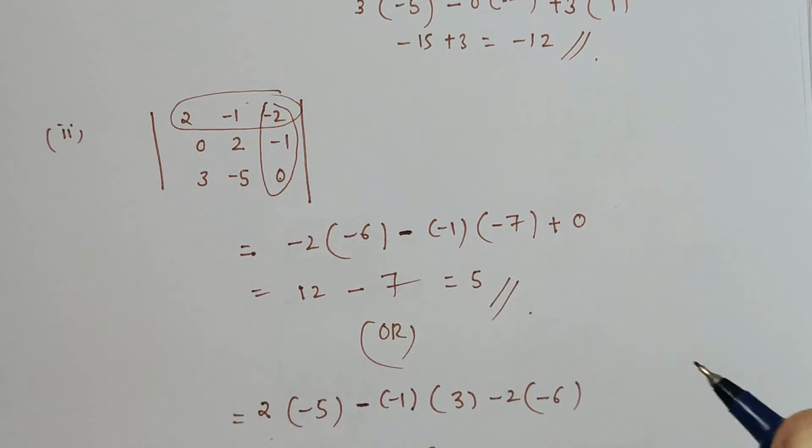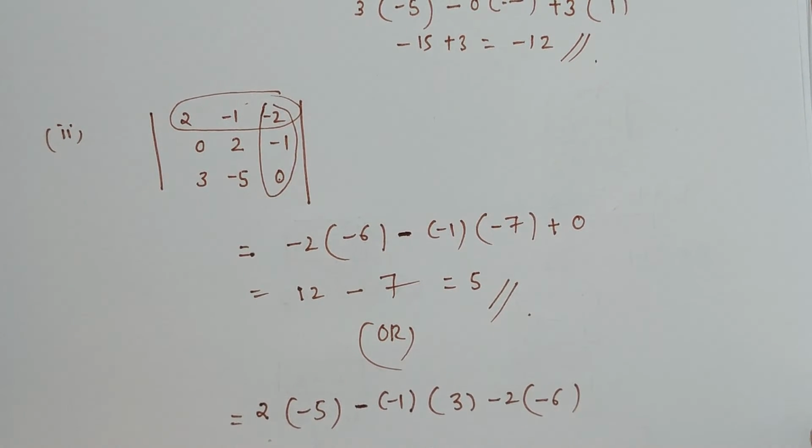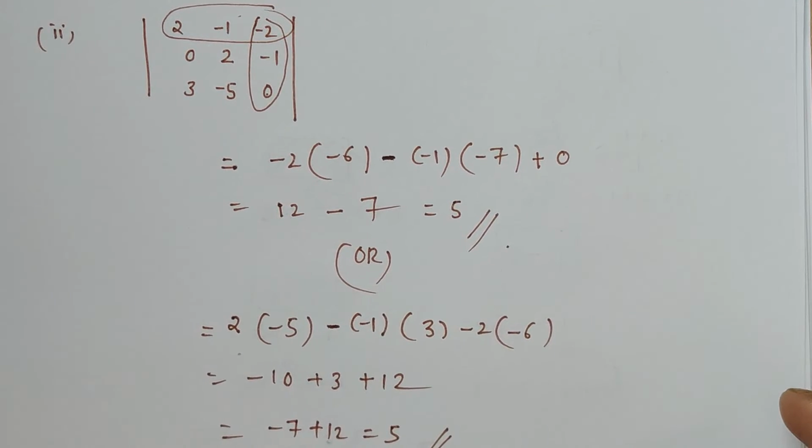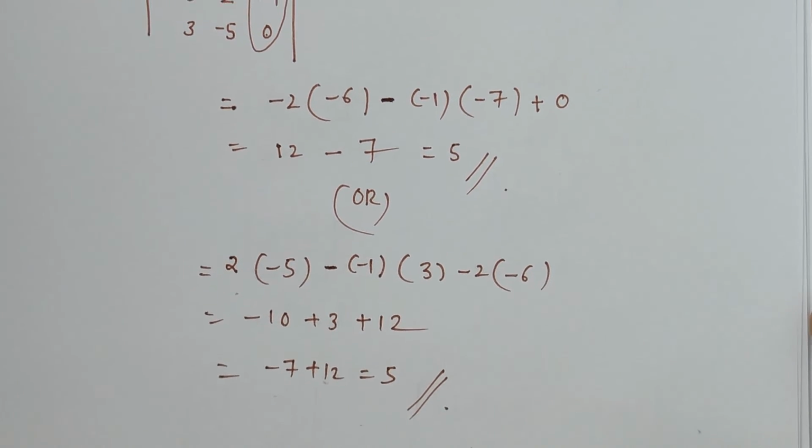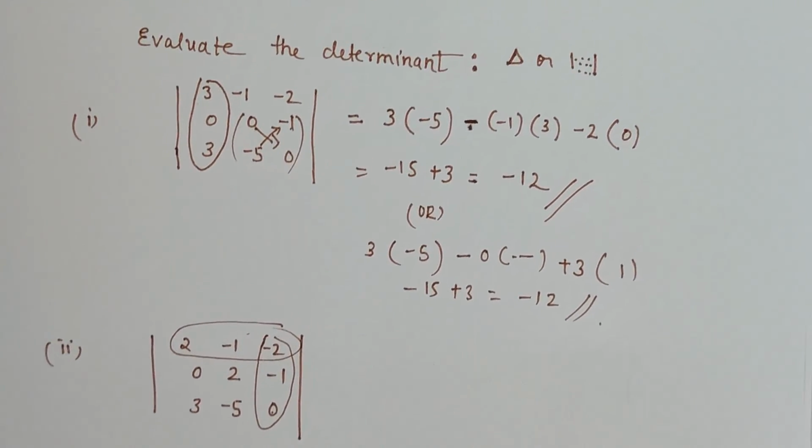So I hope this method is clear to everyone, that irrespective of the row or column, the result of the determinant remains the same, provided that if the position of the element is odd, we have to put a negative sign while expanding it. So this is how we calculate the determinant for any matrix. I hope this is clear.